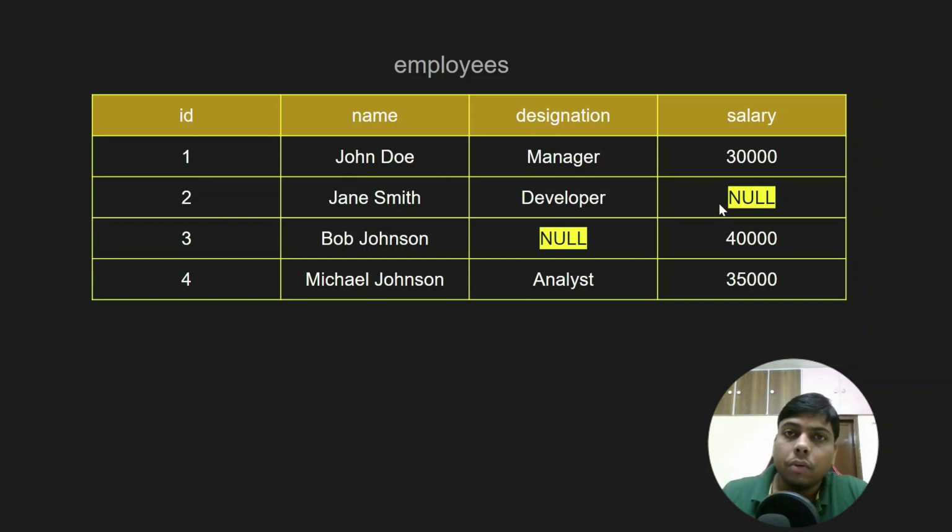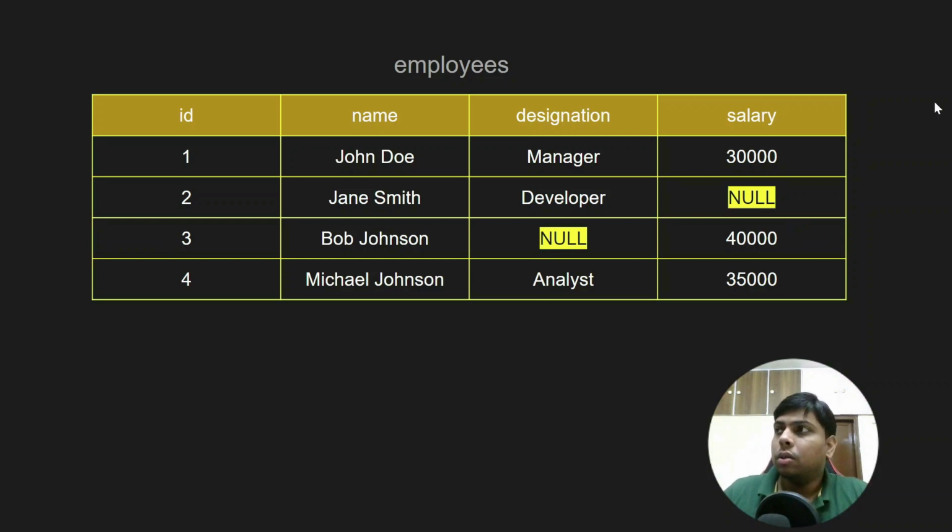And it's not always mandatory to have all the values with us. Some values can be empty, which is represented by null in a database. So for row number 2 we don't have a value for salary, and for row number 3 we don't have a value for designation. So this is what a real world table would look like.